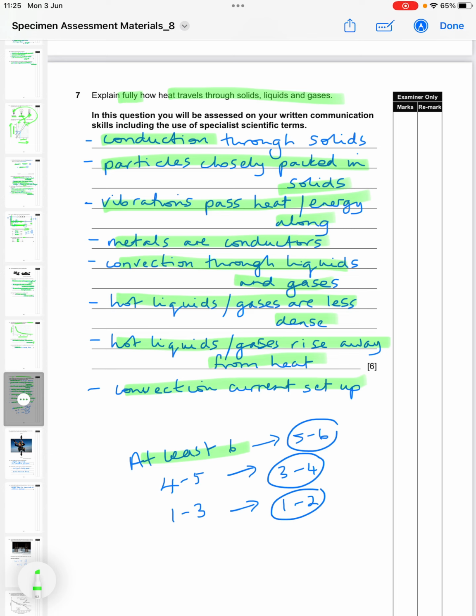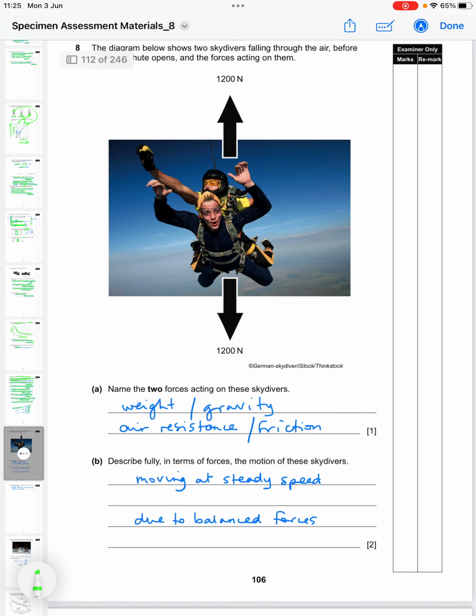4 to 5 would get you into the 3 to 4 mark bracket, and 1 to 3 would get you to the 1 to 2 mark bracket. And if you're using your written communication skills well, you're going to get the top end of each of those, so 6, 4 or 2 marks.